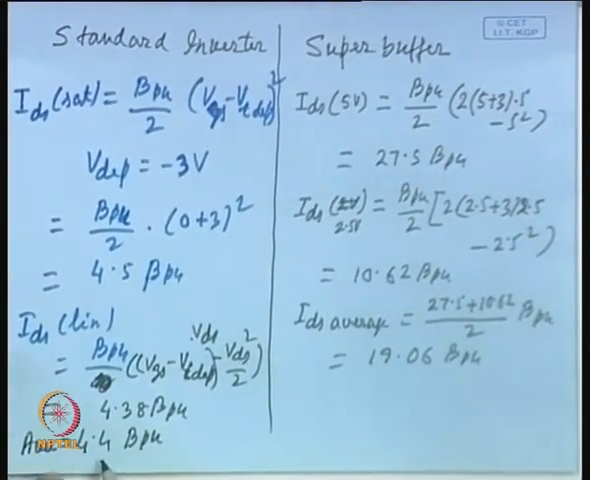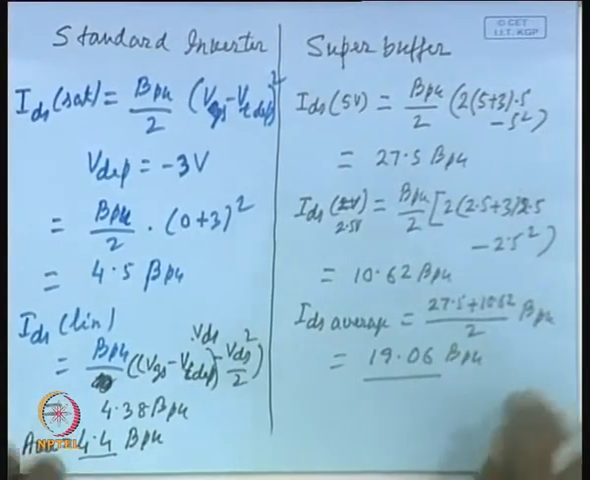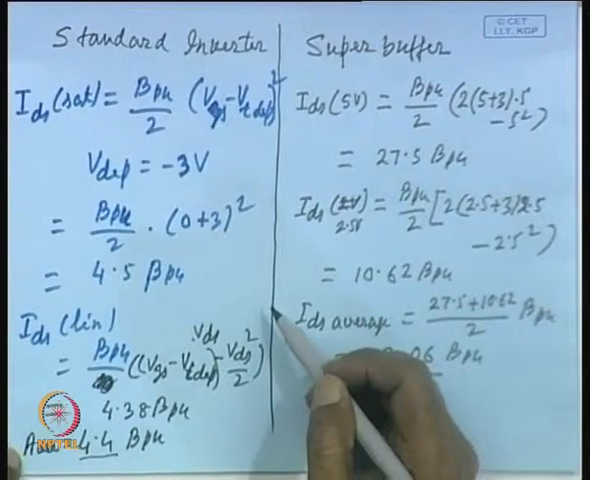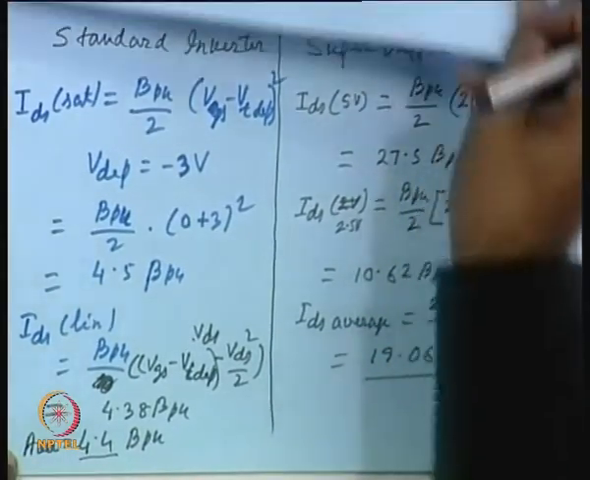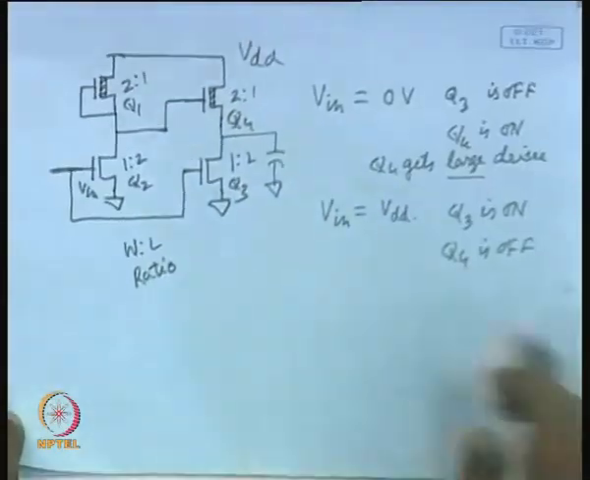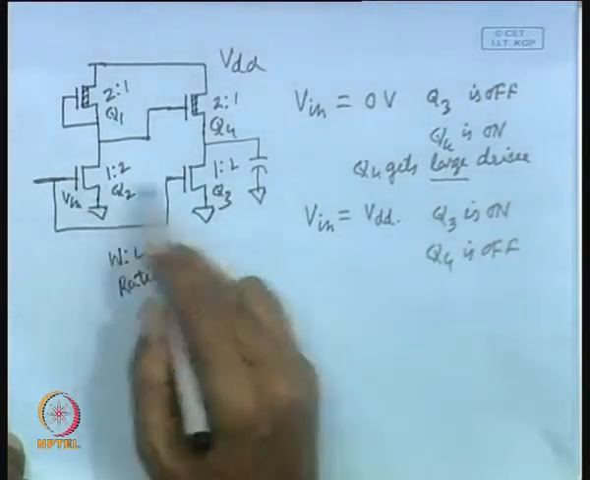As I was telling, it will be about 4 times. So, 4.4 is the standard inverter, 19.06 for the super buffer. So, we find that the driving capability is quite large, and as a result that asymmetric characteristic is no longer present. And of course, there is no problem about discharging, because the resistance, the length, is small, as you can see, 1/4, and as a consequence the discharge time has not been considered, but it is more or less comparable for both the cases.